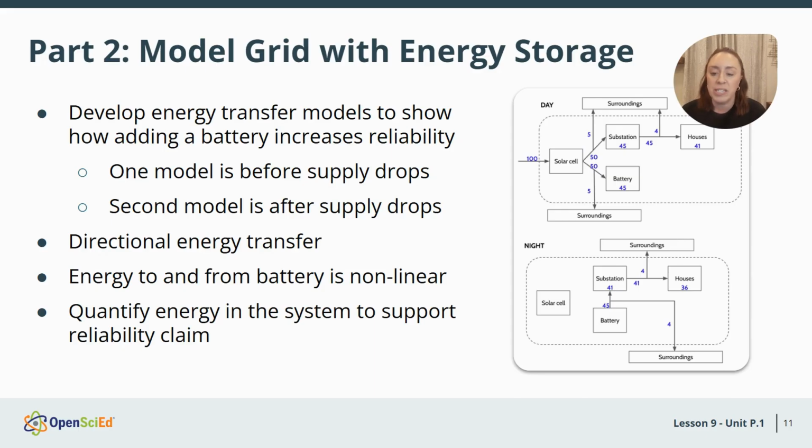Essentially, what they want to do is consider one model before supply drops and a second model after supply drops when a battery is present. So in their first model, they should be showing extra energy going into the battery, and in that second model, showing energy coming out of that battery to bridge that gap. What's key here, again, for students is the direction of the energy transfer with their arrows. They need that nonlinear to and from the battery in these different situations. And where they place the battery can depend on what that direction looks like.